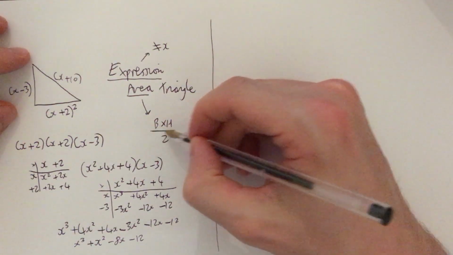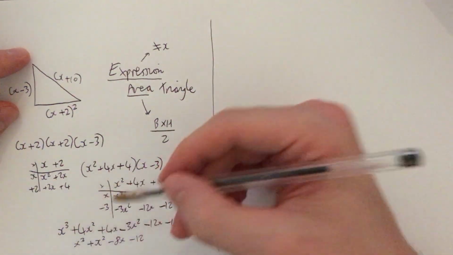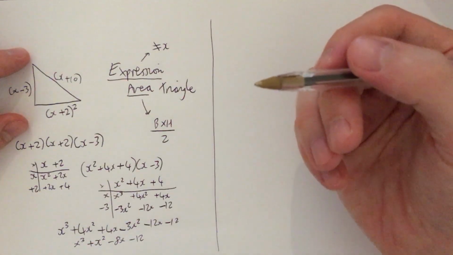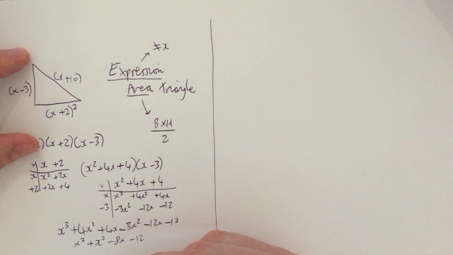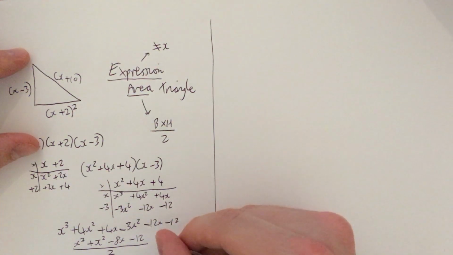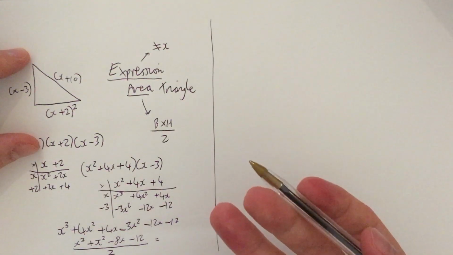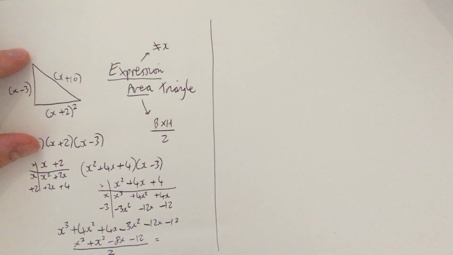Now that looks like it could be the final answer, but it is not, because we must remember that is base times height divided by 2. All we've done so far is base times height. So therefore I'm now going to divide by 2. Now a few of you might say, well, can I just leave the answer like that? I'm going to say no. I want x cubed divided by 2.